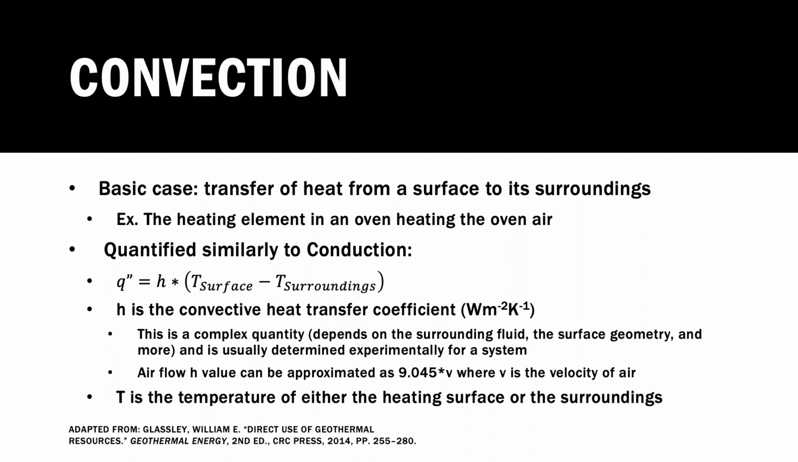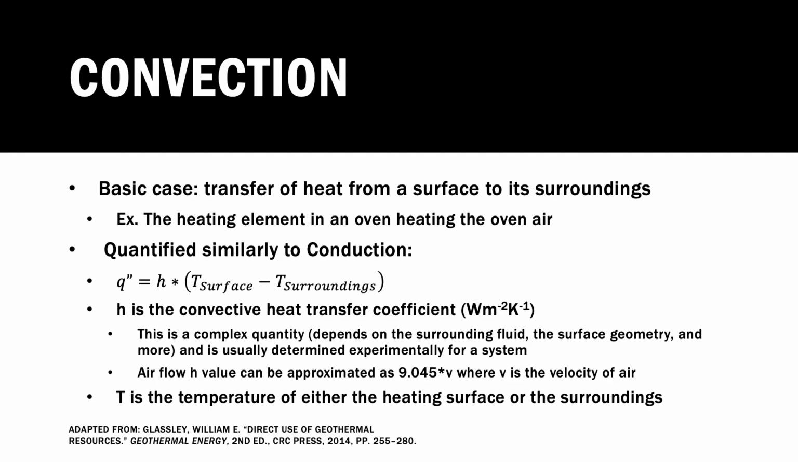In convection, we have the relation shown here where we are multiplying the convective heat transfer coefficient H by the difference in temperatures between the hot surface and colder surroundings. The value of H, with units of watts per meter squared per Kelvin, is a fairly complex constant. It is dependent on the fluid in which the convection is occurring, the flow of this fluid, geometry of this scenario, and more. It is usually determined experimentally in most real-world applications.